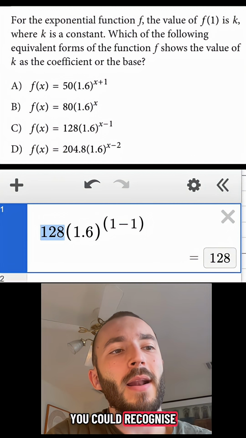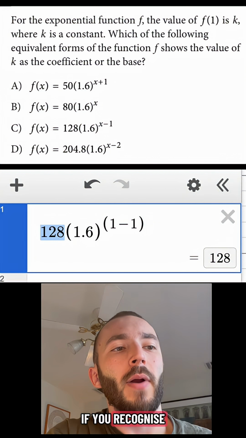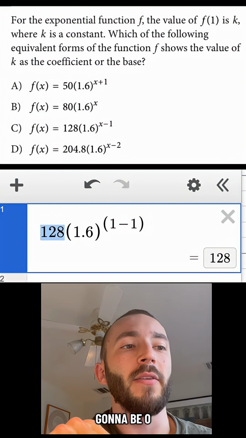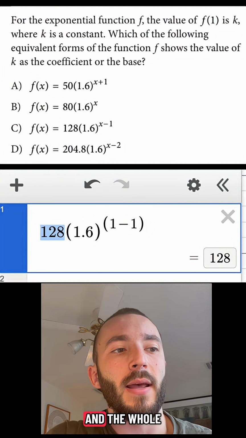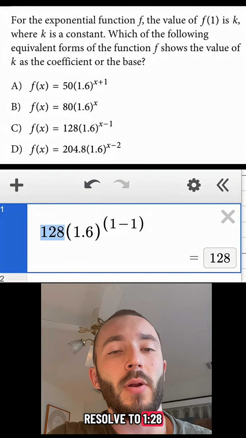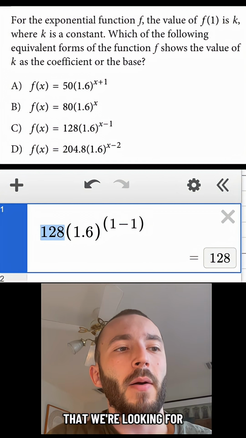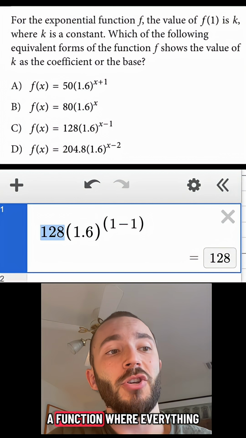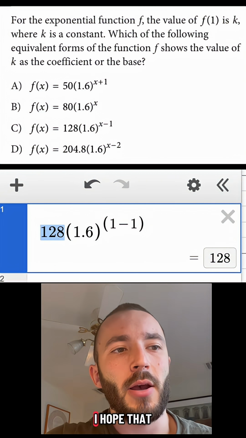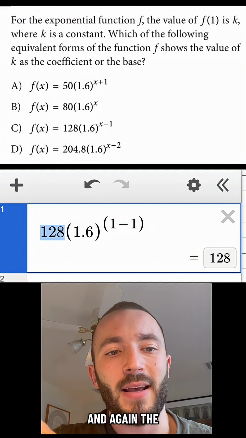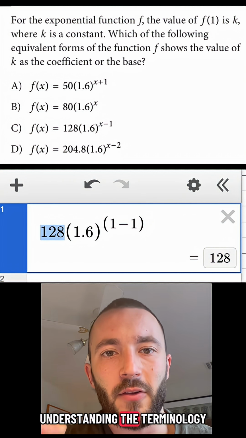By the way, you could recognize this really quickly if you recognize that x minus 1 is just going to be 0. So this 1.6 to the x minus 1 is going to equal 1, and the whole thing's going to resolve to 128. That's kind of the pattern that we're looking for. We're looking for a function where everything except just the coefficient is going to fall away. I hope that makes some sense. And again, the hardest part of this is just understanding the terminology.